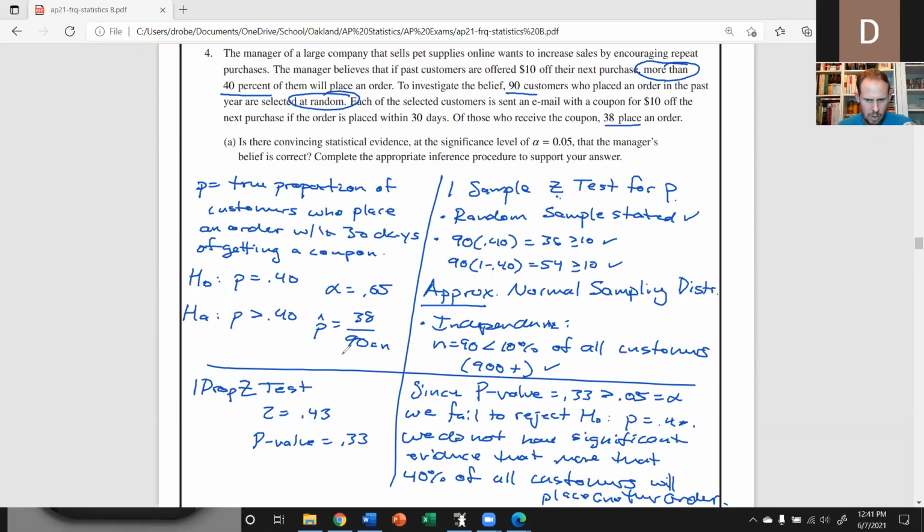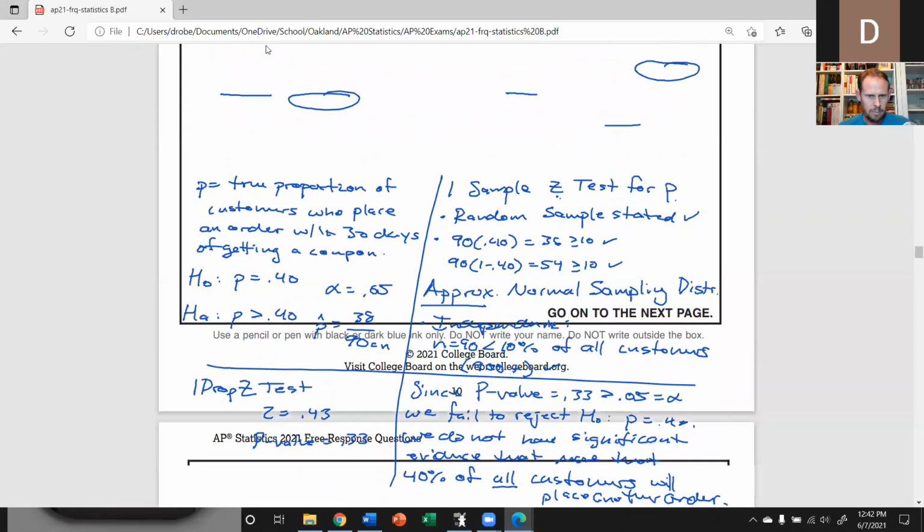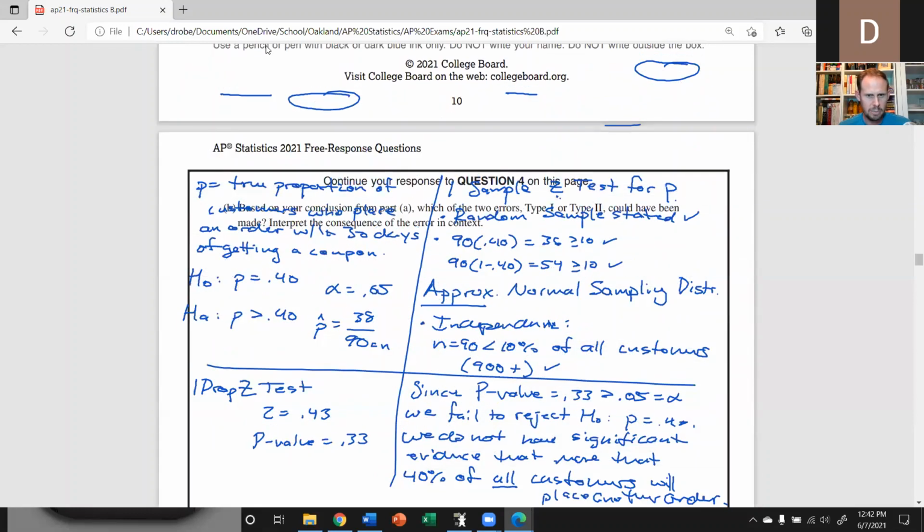Notice I did say all customers in there. That gets me my population stuff. Inferences are about the population, so we have to make sure it's population, all customers. Or you can say that we do not have significant evidence that the true proportion of customers who placed an order within 30 days of getting a coupon is greater than 40%. That is 100% correct just as well. All right, so there's number 4. That was our inference problem on this test. Pretty much all of them used to have an inference problem.